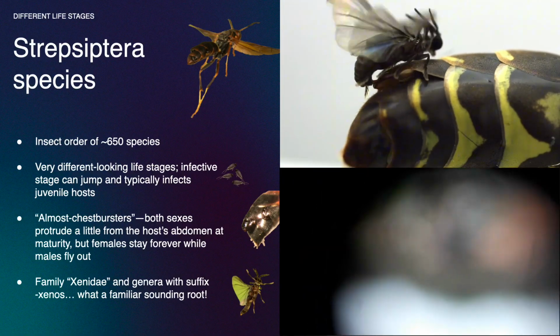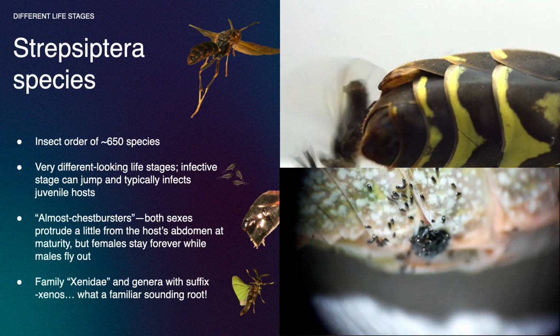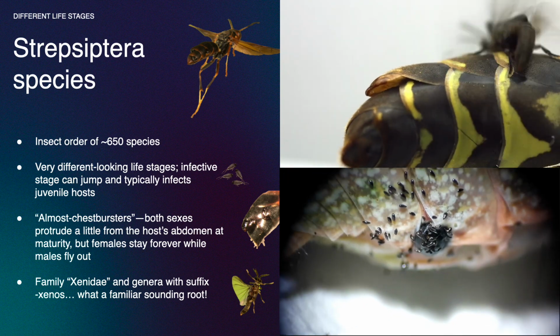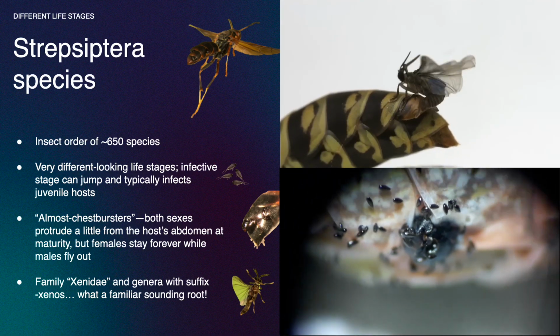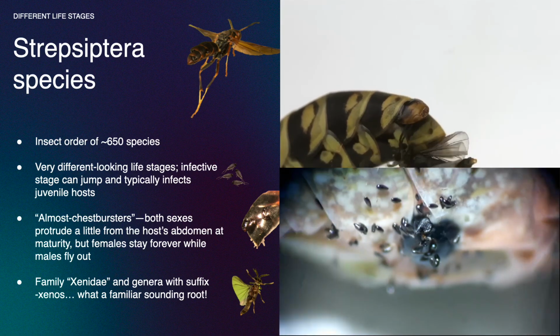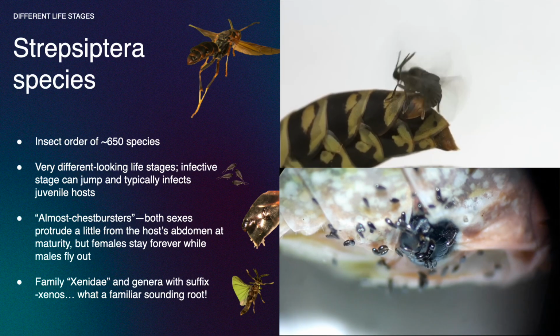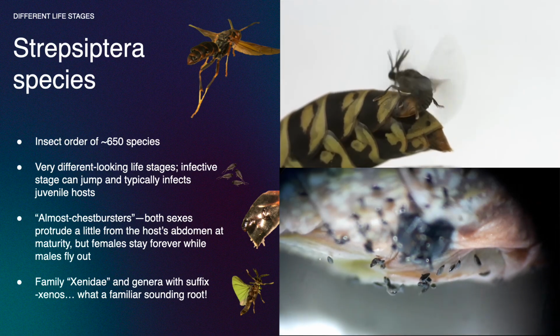It's an insect order that's relatively small, but maybe bigger than we think, simply because every time we catch more, they're probably new species. And they infect things around the world, across many, many different hosts. But notably, they have different looking life stages. This bottom clip is the larvae coming out of a female's head in a mantis, and the top is an adult male mating with an adult female's head.